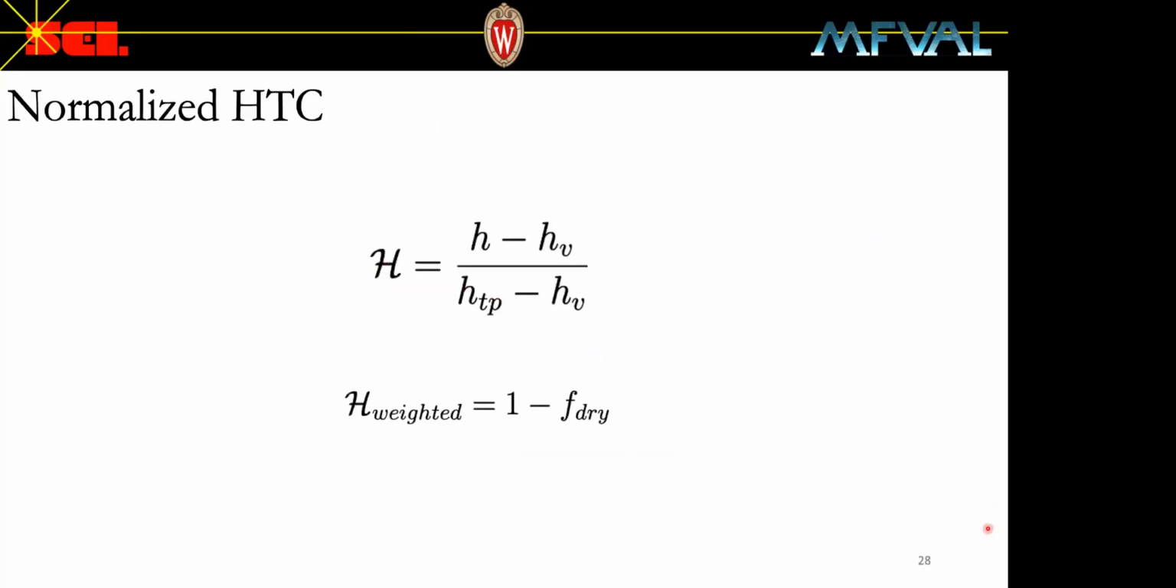So in an effort to compare heat transfer coefficient for different mass flux values, a normalized heat transfer coefficient, which is labeled here as big H, is calculated. A weighted normalized heat transfer coefficient, H subweighted, is also calculated. The big H subweighted represents what the HTC would do if it simply decayed from a two-phase value to a single-phase value linearly with F sub dry.